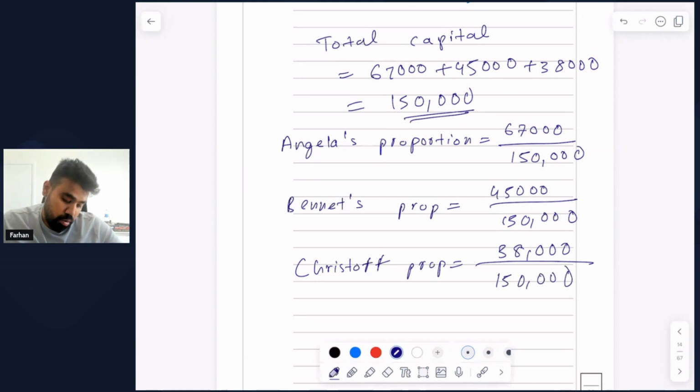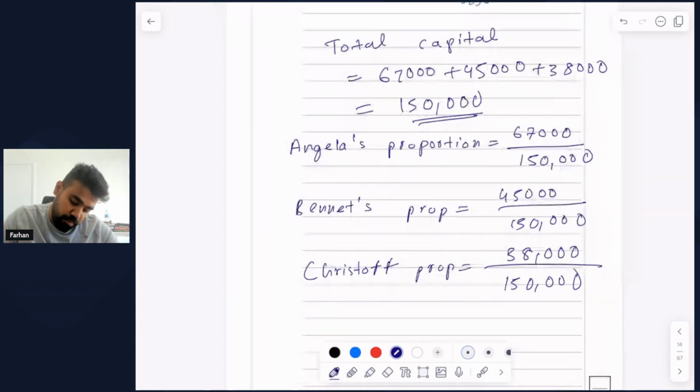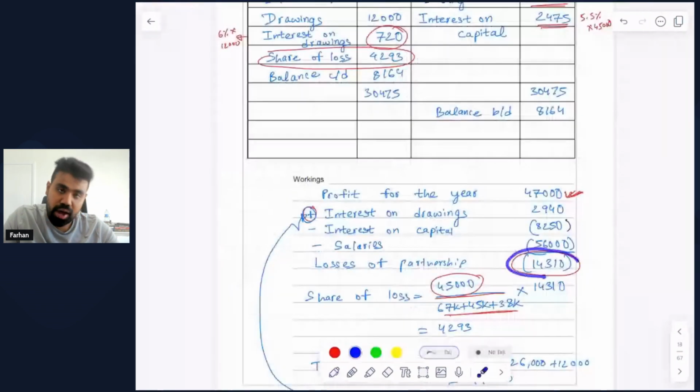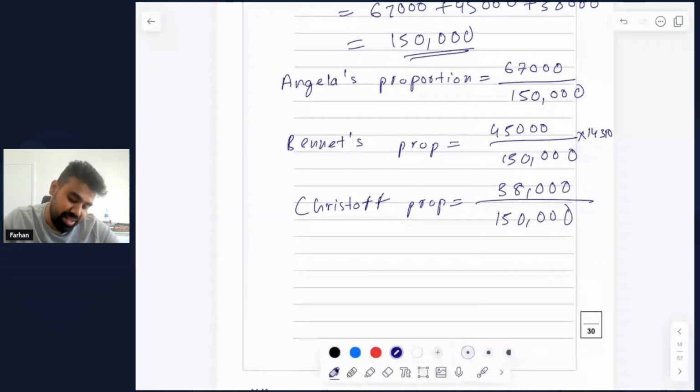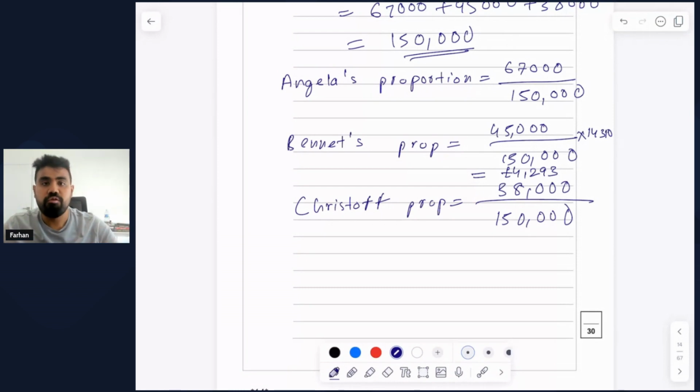Okay, so the loss of 14,310 that we have derived here will now be allocated based on the proportions that we have prepared here. Because we're concerned with Bennett, we simply multiply 14,310 by the proportion we have derived for Bennett, and that should give us 4,293 pounds, which is the loss that Bennett is going to share from the total loss of 14,310 pounds with all the remaining partners.